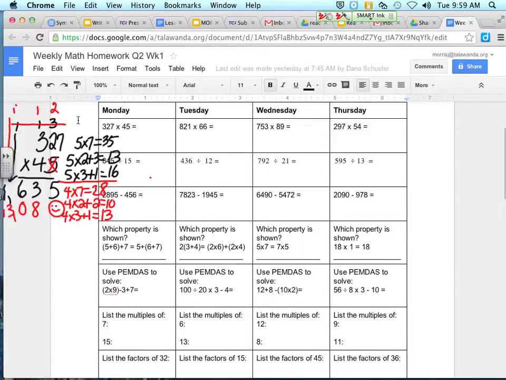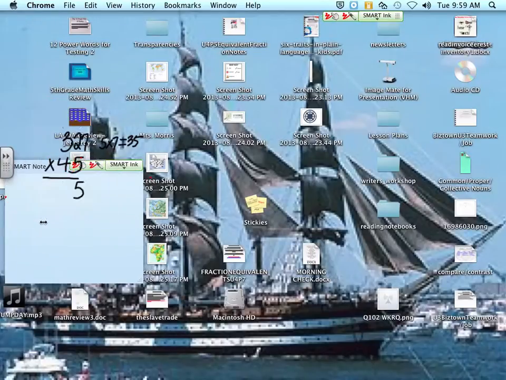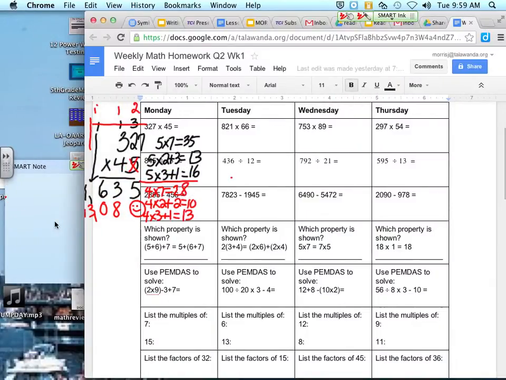How many of you guys had 13,080 for your next one? When we add it together, we have 5 plus 0 is 5, 8 plus 3 is 11, carry your 1, 6 plus 1 is 7, 3 plus 1 is 4, and 1 plus nothing is 1. How many of you guys had 14,715 for your answer? Good job.